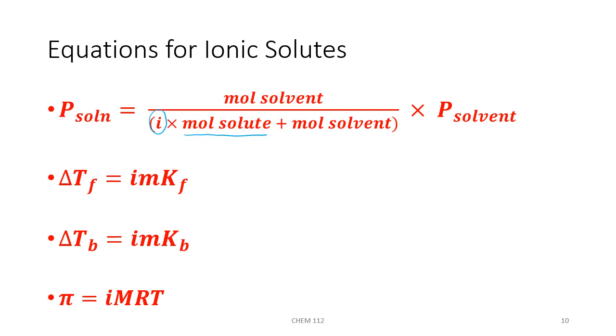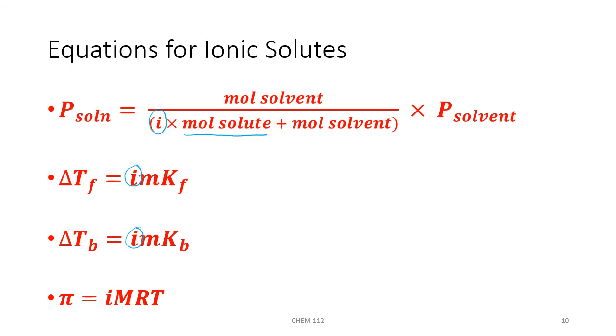For freezing point depression, molality is in the numerator, so moles of solute is in the top. So we're going to end up just throwing the I factor out front and multiplying by it. Same thing with boiling point elevation. Delta TB equals I M KB. We multiply by that I factor.